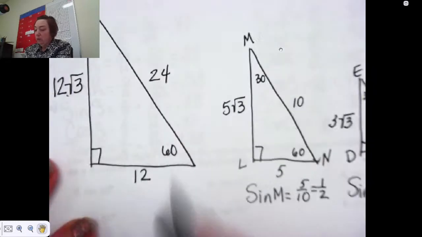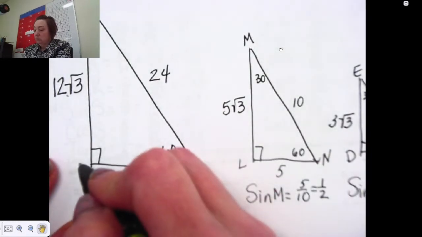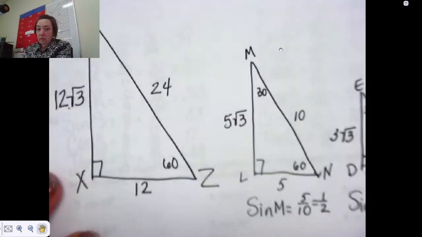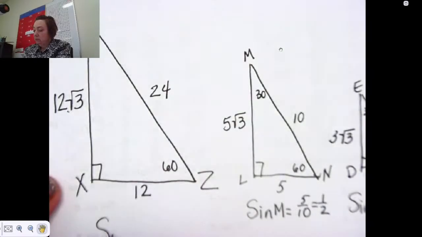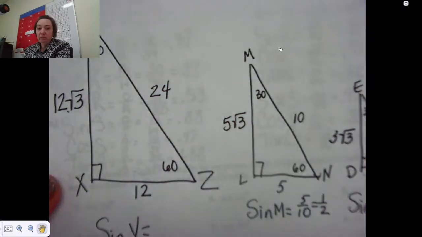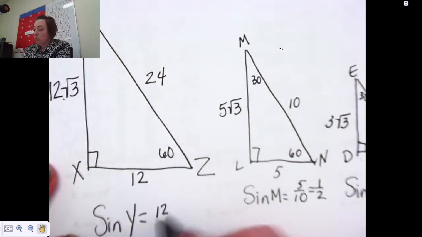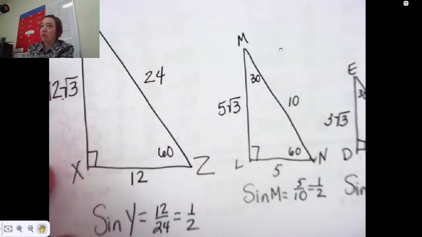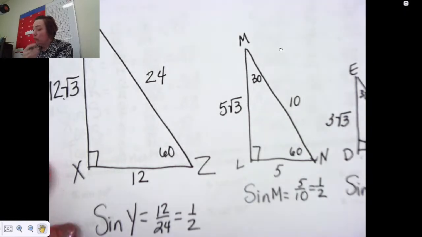So if I do the sine of y, which is my 30-degree angle, right? What's that going to be? 12 over 24, which is 1/2 or 0.5, right? Do y'all see how we're still getting the same thing every time? Now, if we did the cosine, we would still get the same thing. If we did the tangent, we would still get the same thing, right?